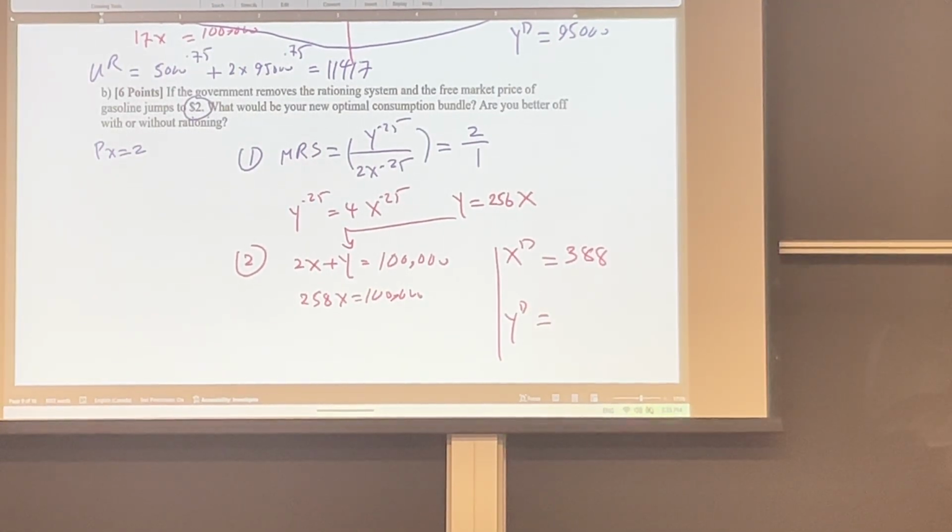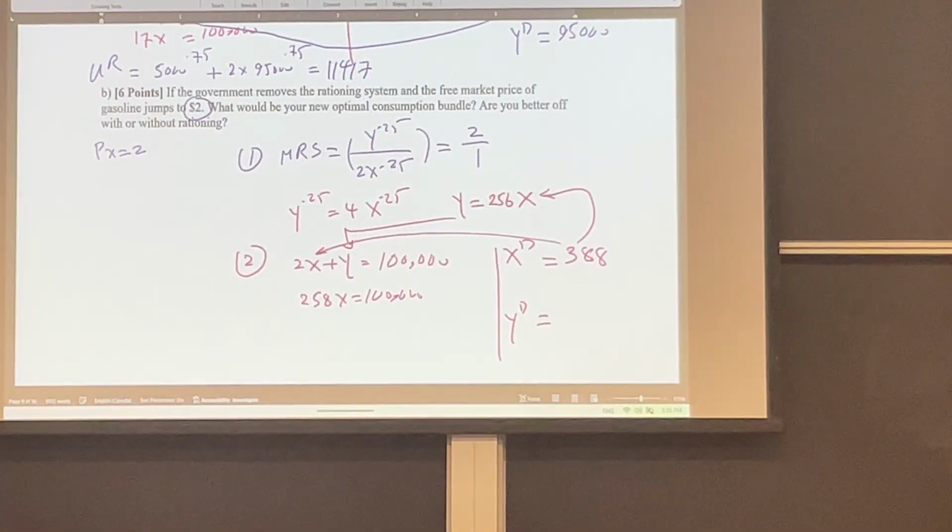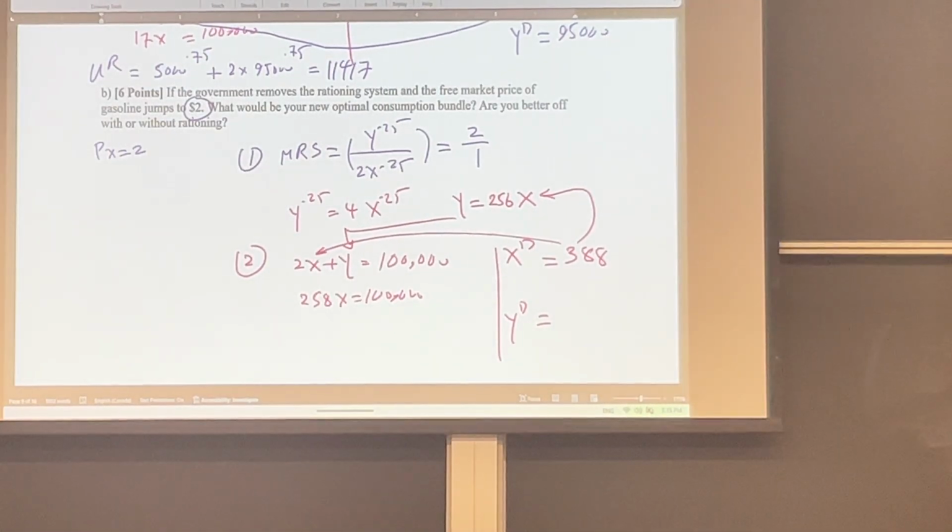What is demand for Y? Now you can use both. You can put it there or there. The tangency holds. You can put it in both. You'll get the same number. You can always use the budget line, but in the corner solution, don't use the tangency condition. Does not hold, like what we had. But here, tangency holds. No corner solution. You can use both. What would be Y? What is 256 multiplied by 388? 99,328.